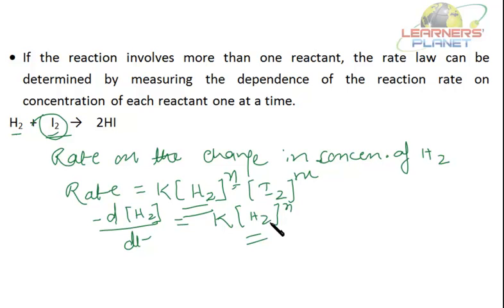Once the order with respect to hydrogen is determined, the next step is to determine the order with respect to iodine. So it's d[I2]/dt, and that is equal to k[I2]^m. And then we can determine the rate law expression.